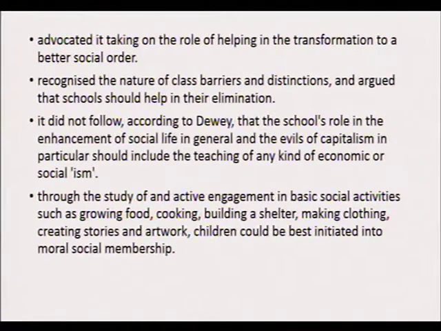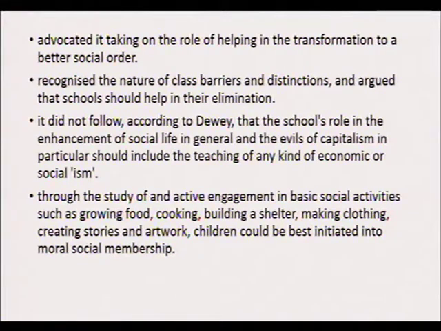He also advocated for education taking on the role of helping in the transformation to a better social order. He recognized the nature of class barriers and distinctions, and he argued that schools should help in their elimination. It did not follow, according to him, that the school's role in the enhancement of social life in general, and the evils of capitalism in particular, should include the teaching of any kind of economic theory or socialism.